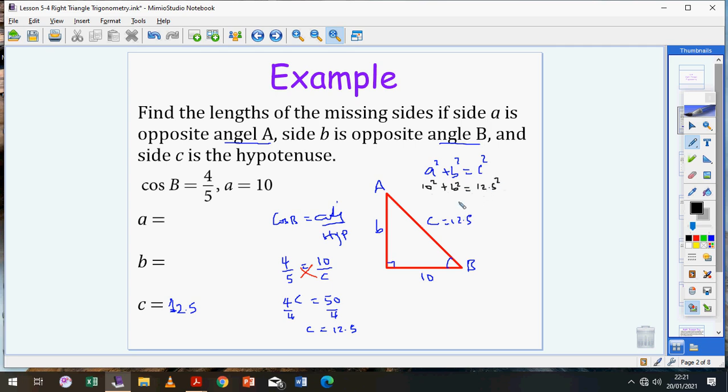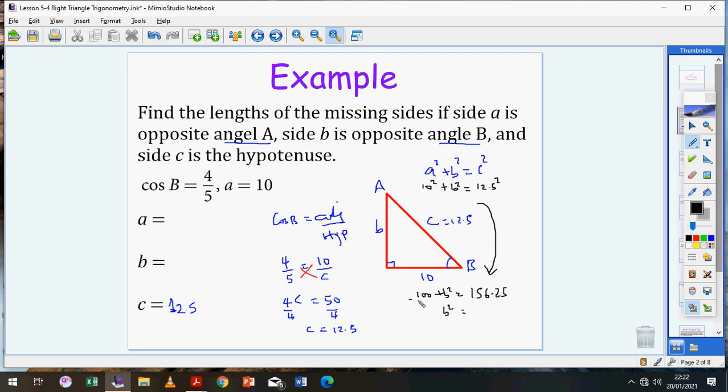When I do Pythagoras, I'll end up finding B. Let me do it down here where I have space. So this is 100 plus B squared is equal to 12.5 squared, which is 156.25. So that means B squared will be equal to 156.25.